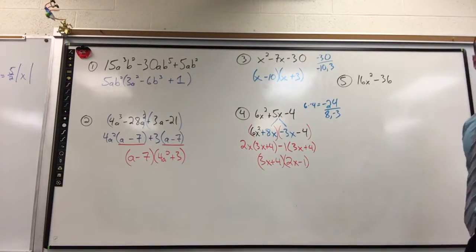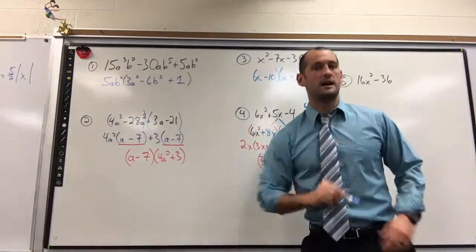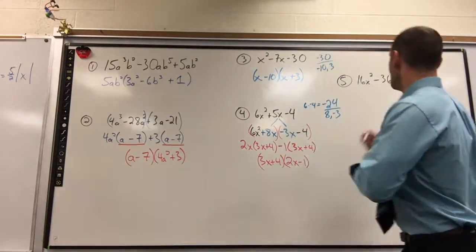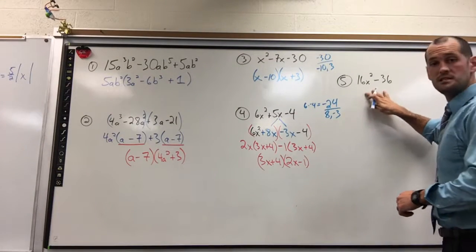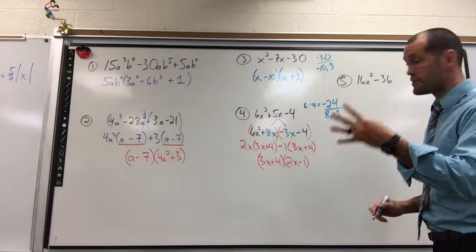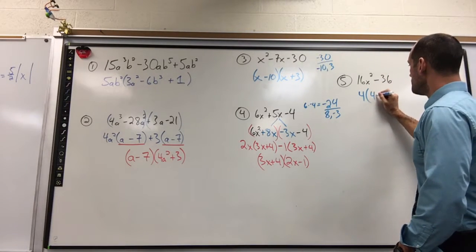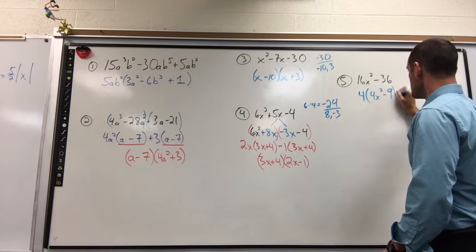We have 16x squared minus 36. Now, what do you look for first? GCF, that's right. Hopefully you said it. And there is one finally. There is a GCF here. So I look at 16 and 36. 4 goes into both of them. So I'm going to pull the 4 out. I'll be left with 4x squared minus 9.